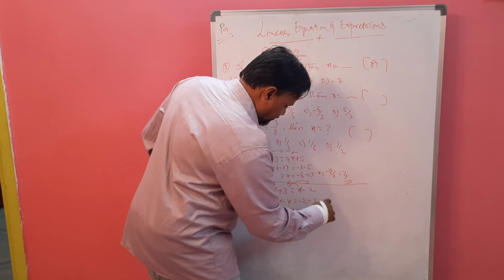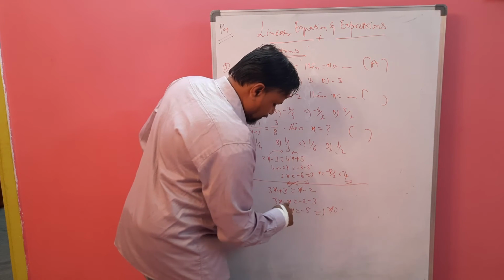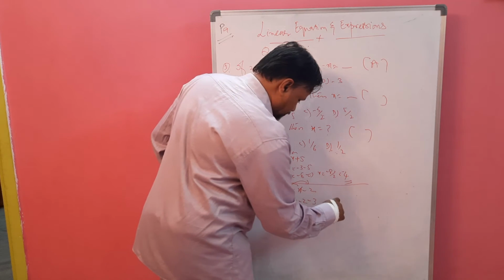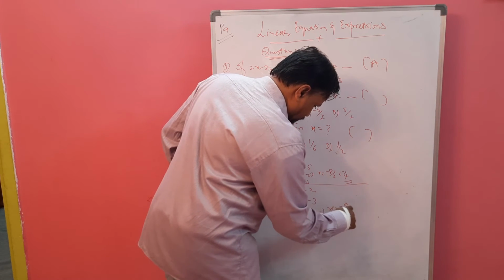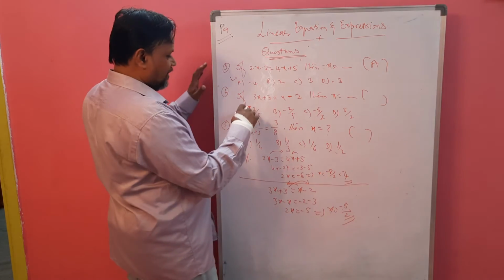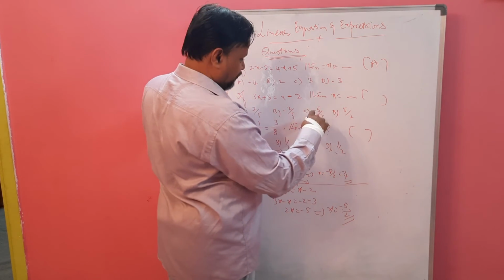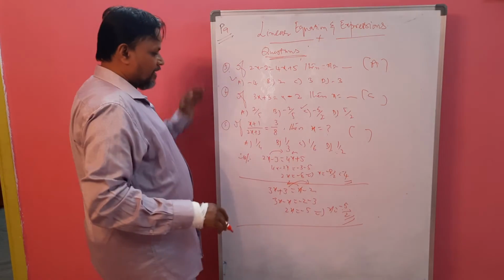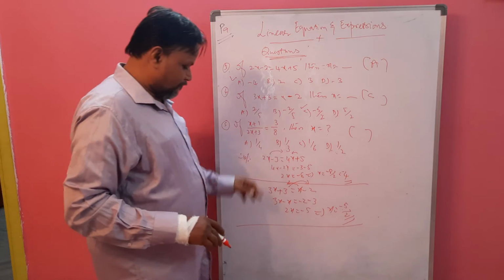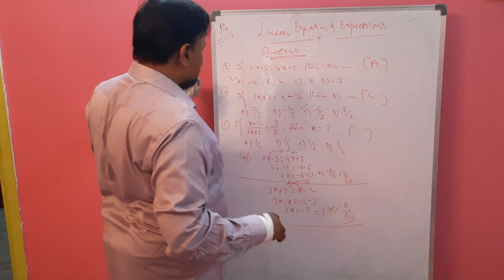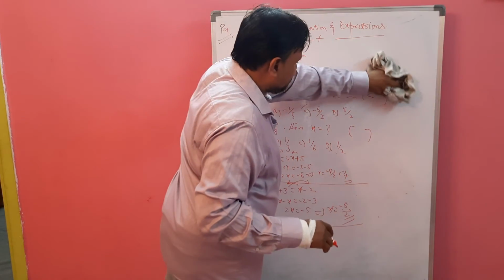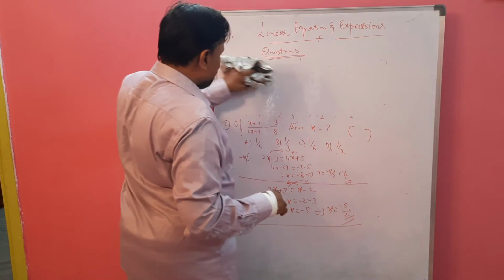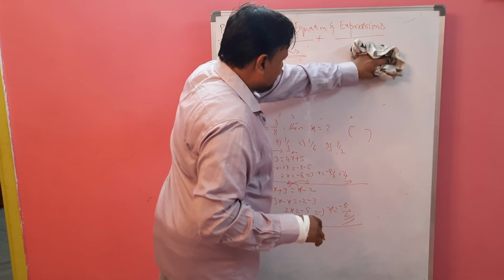That implies x equal to, since 2 is in product form with x, it goes in the denominator, minus 5 by 2. Minus 5 by 2, where is that? Option minus 5 by 2, see. So this is the fourth solution. Now we are going to find the fifth one. So I will rub these two. This is over now. Okay, finished.